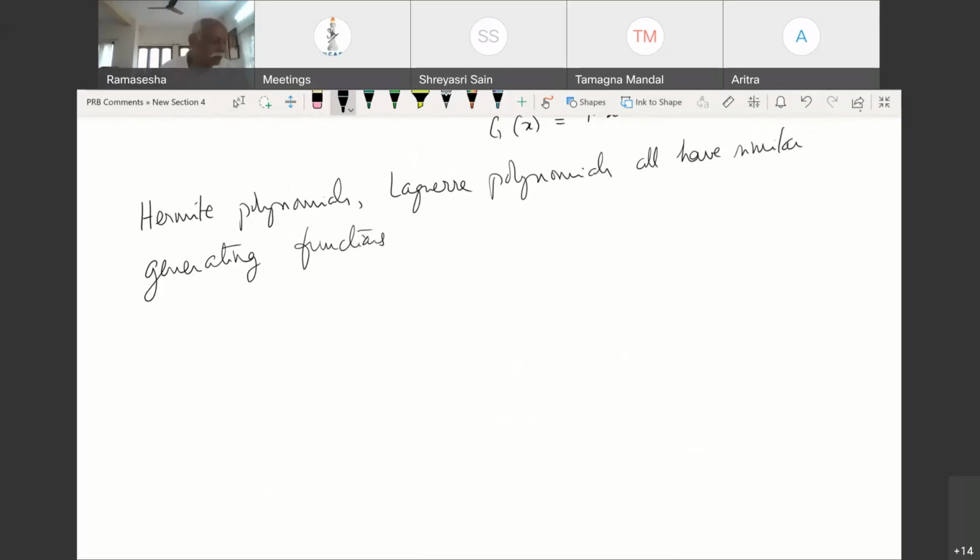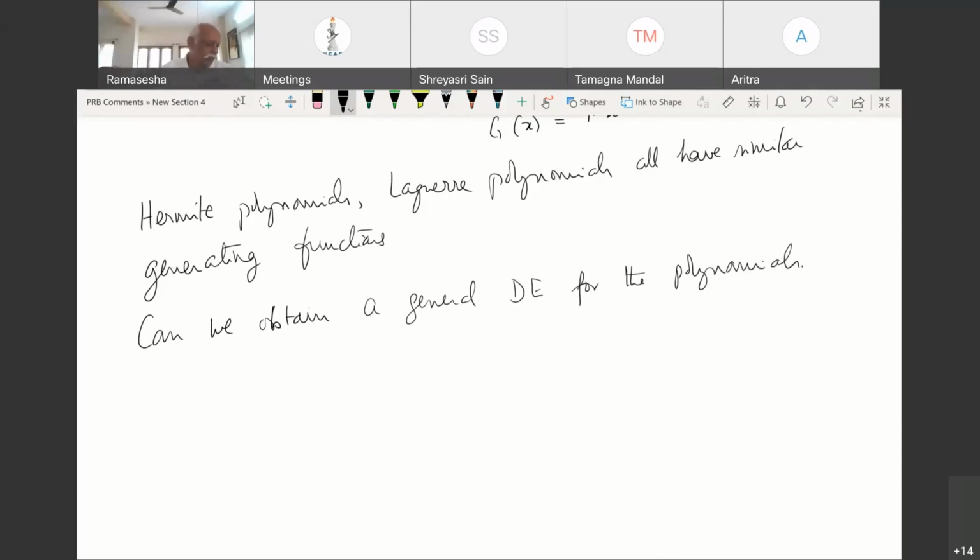So, okay, can you obtain a general differentiation for the polynomial? The point is, it's quite easy to get. So I'll show you how to get them.